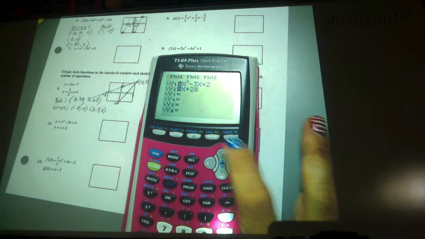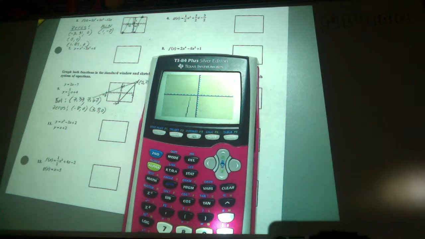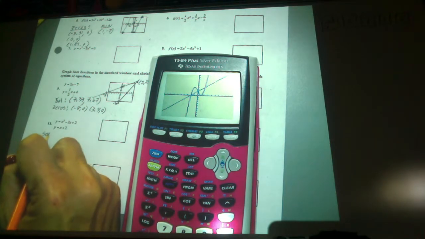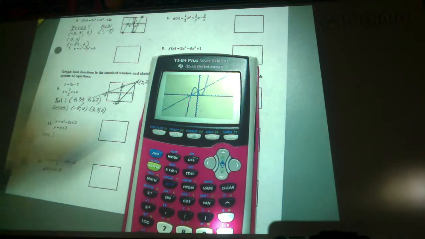And so then hit graph. So there's the first one, and there's the second. How many places does the line intersect the curve? Three places, so there's three solutions. So we have to find all three. So here's your solutions. We're going to start at the left.